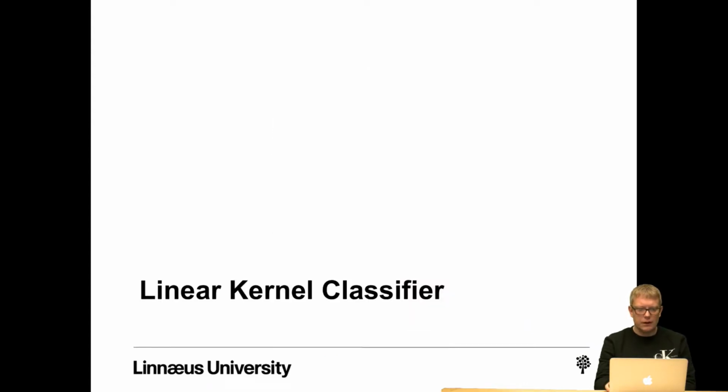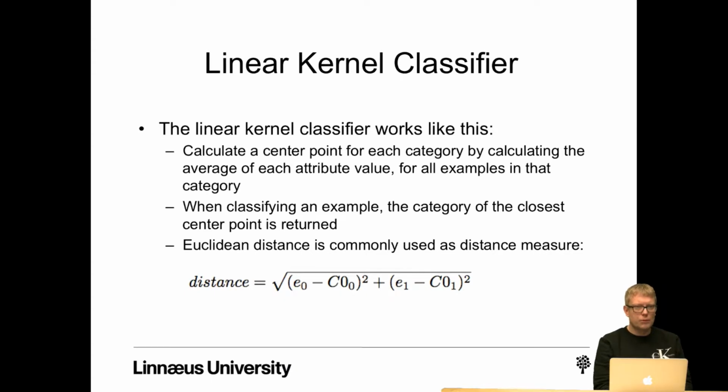So let's start with a linear kernel classifier. It works like this. We calculate a center point for each category by calculating the average of each attribute value for all training examples belonging to that category. When classifying a new example, the category of the closest center point is returned. Euclidean distance is commonly used as the distance measure.